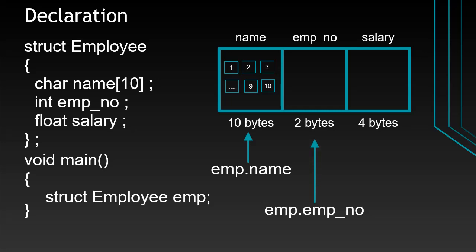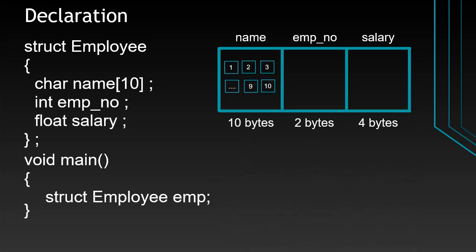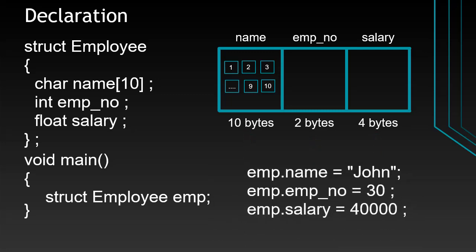emp.emp number will point to this location, and emp.salary will point to this location. So now we can store data in these locations. After assignment, these values will be stored in their respective locations.